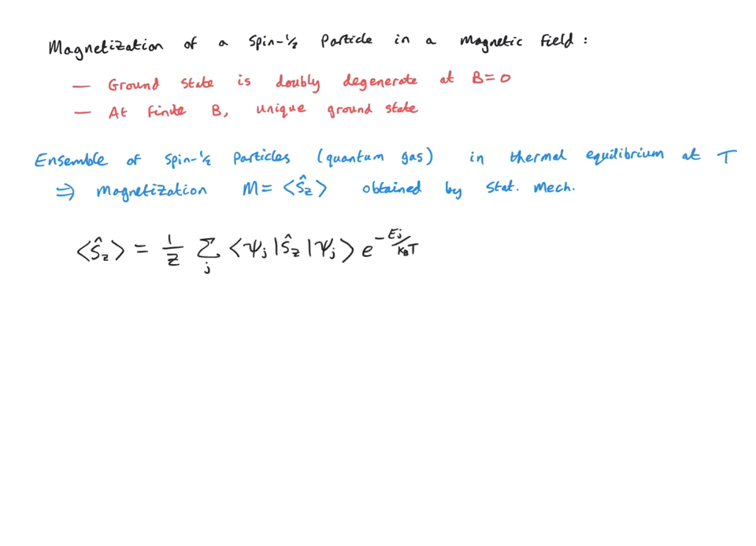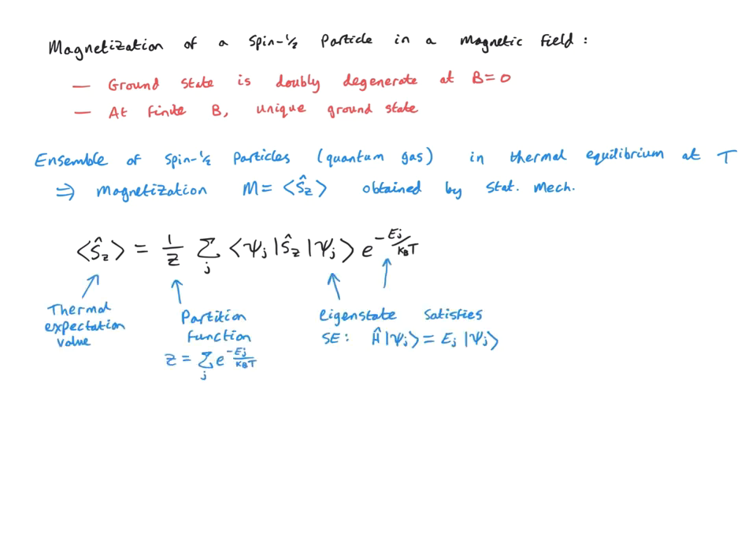As usual, we can write down the expectation from statistical mechanics in the following way. We write down the expectation value of the operator Sz hat as 1 upon Z, where Z is the partition function, and the sum over eigenstates j of this matrix element multiplied by the Boltzmann factor e to the minus Ej over kBT. Ej here is the eigenenergy of eigenstate psi j, T is the temperature, and kB is the Boltzmann constant. In particular, the partition function Z is equal to the sum over all of the Boltzmann weights.